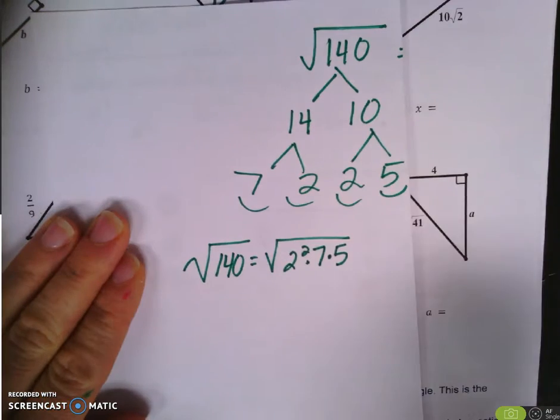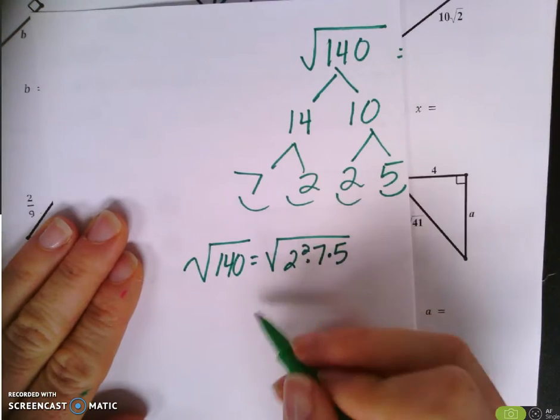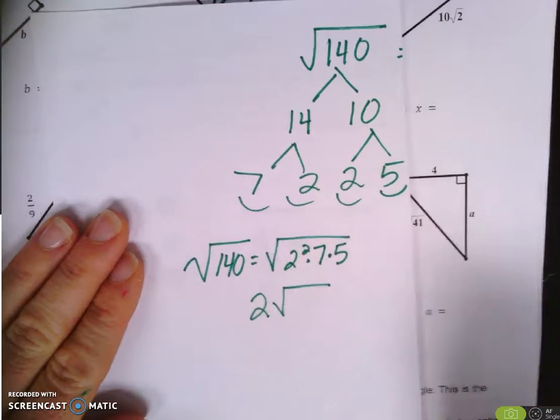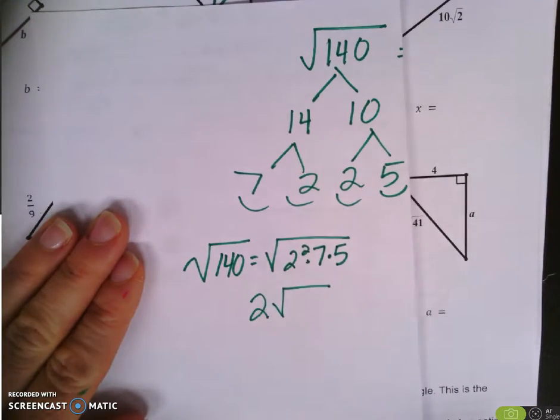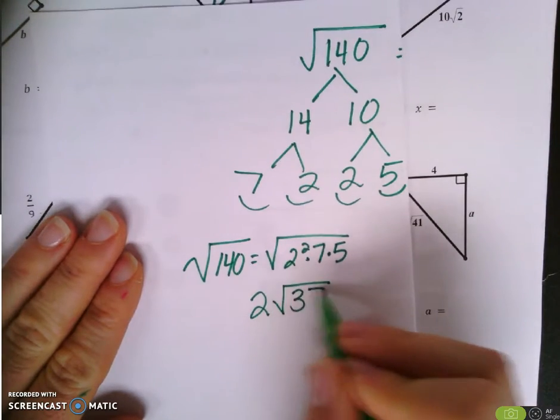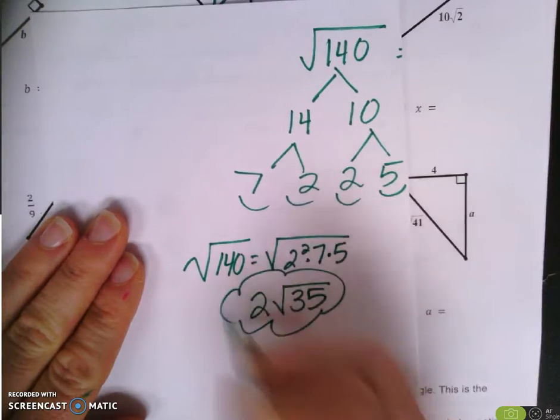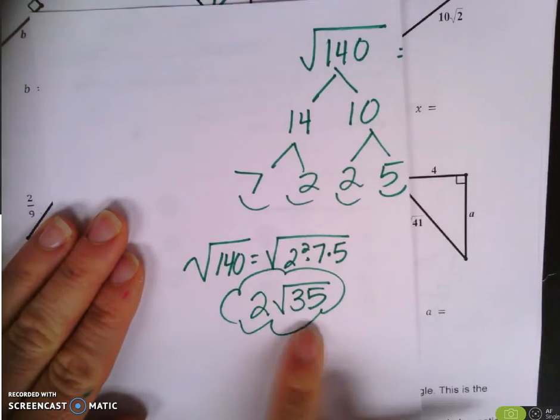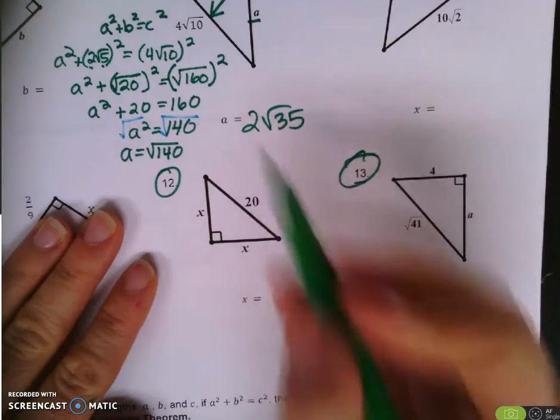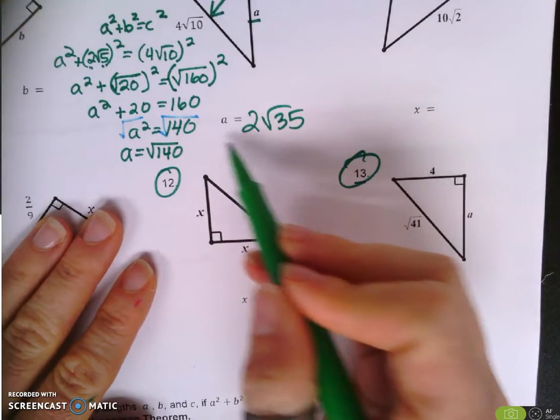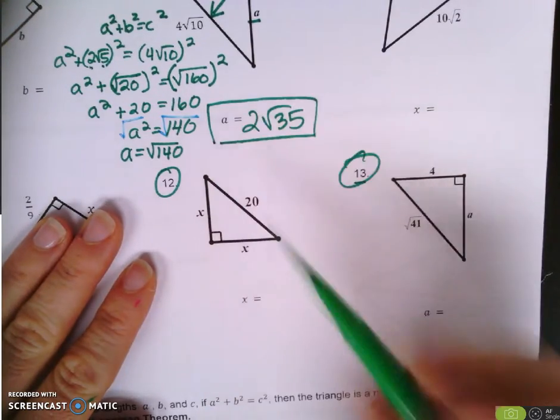What can I pull out? That's right, the 2 squared, it becomes a 2, and 7 times 5 is left inside, so what's inside? 35. Excellent. So our answer is 2 radical 35. 2 radical 35 for A.